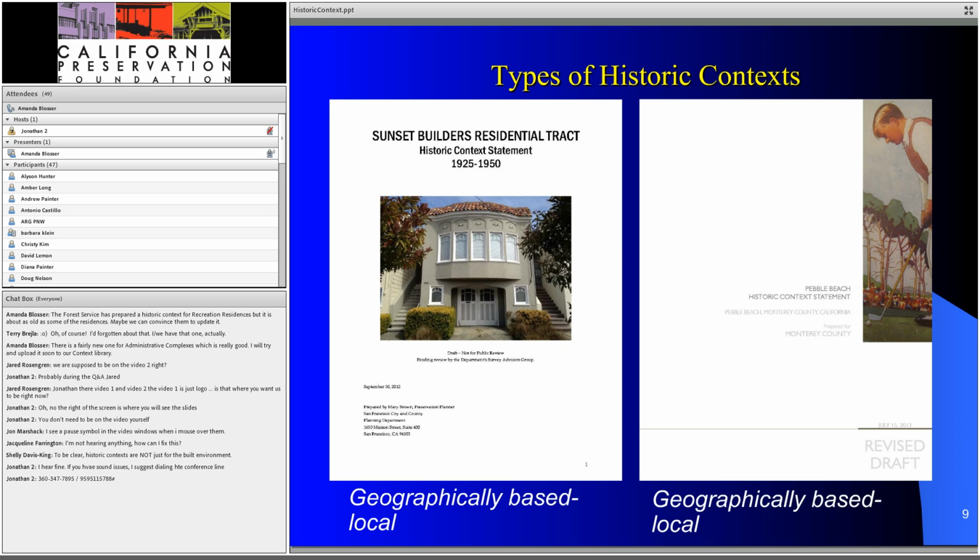The one on the right, which I apologize, it's a little difficult. It's Pebble Beach Historic Context Statement. It's confined to the area of Pebble Beach. It's one that was produced fairly recently.